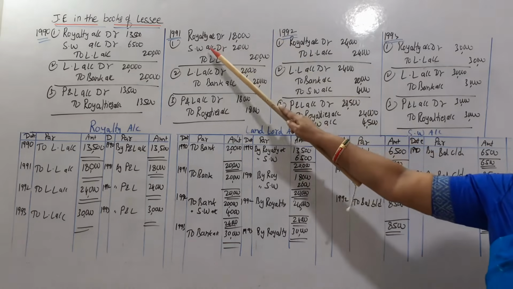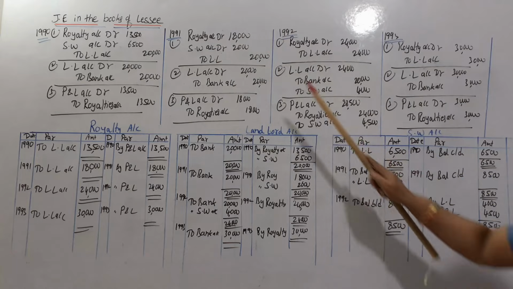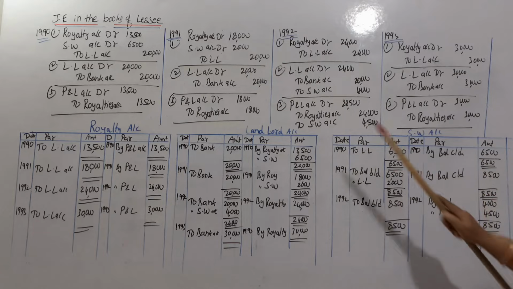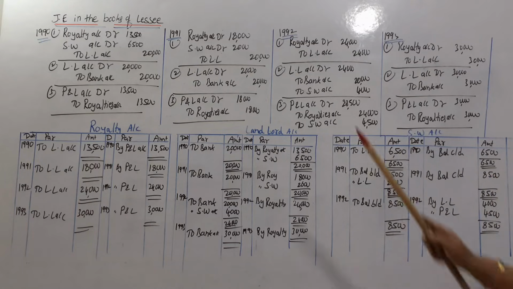Second year short workings once again on the debit side. Debit side, what do you say? To landlord 20,000. Total it comes to 8,500. Is there any other entry in the second year? No. So this is carried on to next year. Carried on and brought down to the third year.